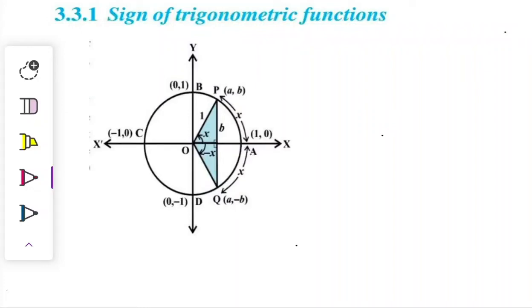Hello everyone. In this period I am going to teach you signs of trigonometric functions.